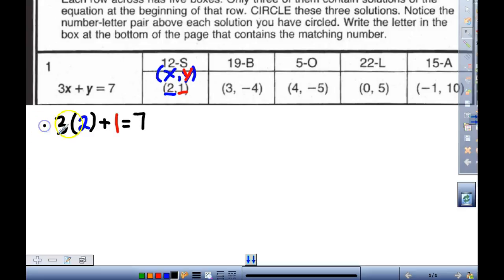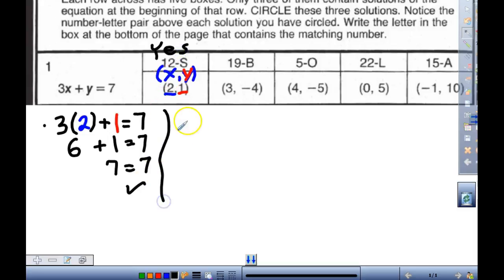So you should have a step of just plugging it in, probably a step of simplifying a little bit, and then the final step of seeing is it the same number or not. So since they are the same number, then yes, this is a solution. You just have to do that a few times for each of these.